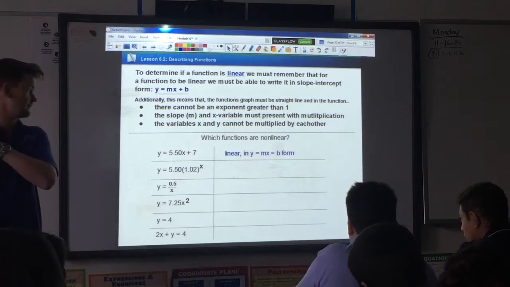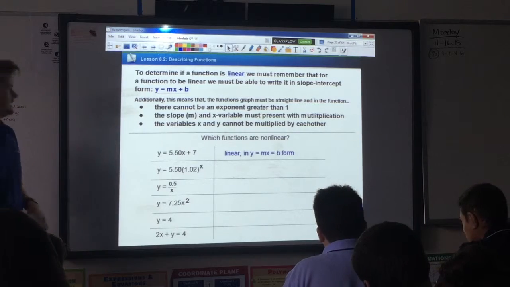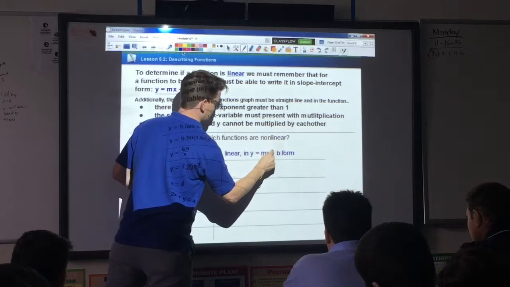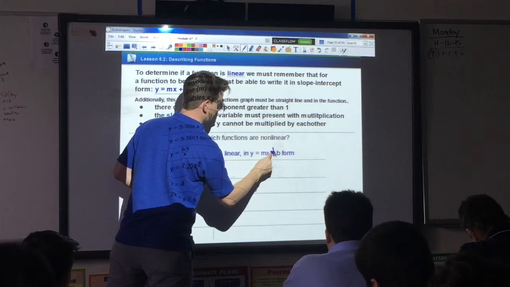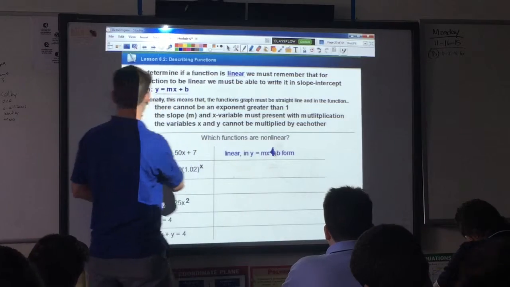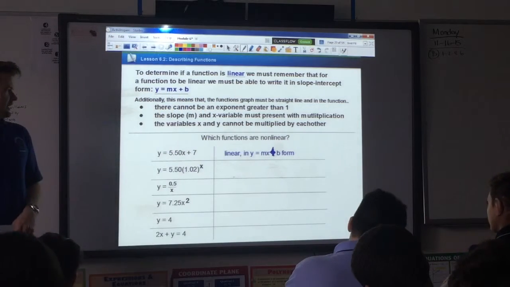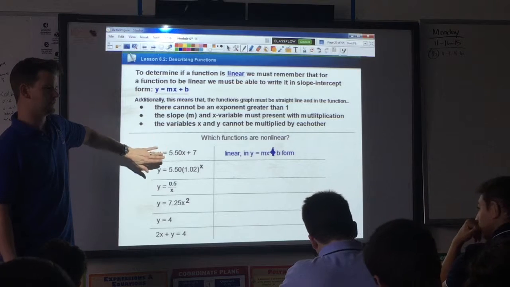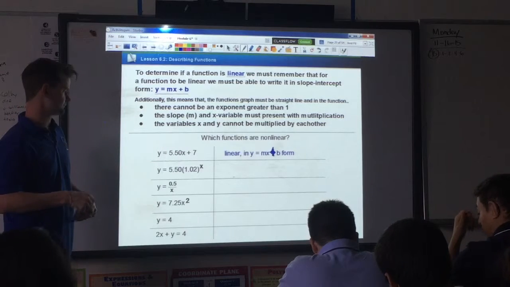Please write the whole thing. It's linear, it's in y equals mx, and this is supposed to be a plus. Let me just fix that real quick. This is a plus, little typos pop up from time to time. Crudely drawn, but just know that there's a plus there. Y equals mx plus b form. So this one is linear. If I were to graph that, it would be linear.